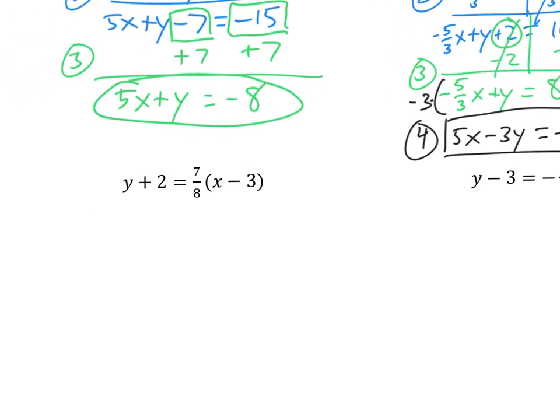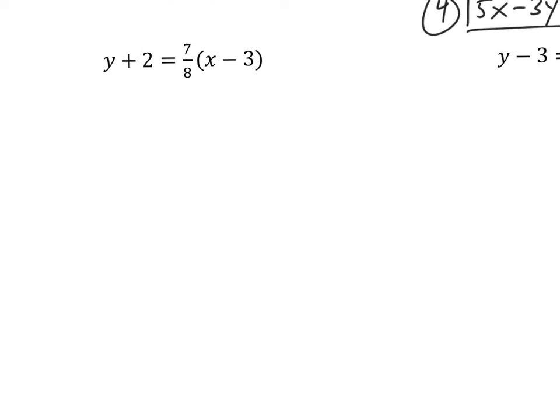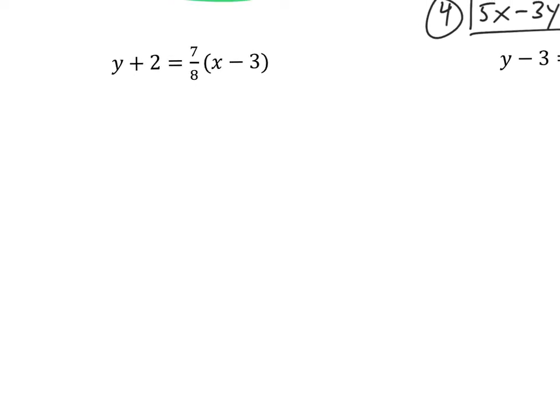Okay, let's look at another example here. We have y plus 2 equals 7/8 times x minus 3. Step number 1, distribute the slope. So I will distribute my slope through, and I end up with y plus 2 is equal to 7/8 x minus 7/8 times 3. So let's do that over here.